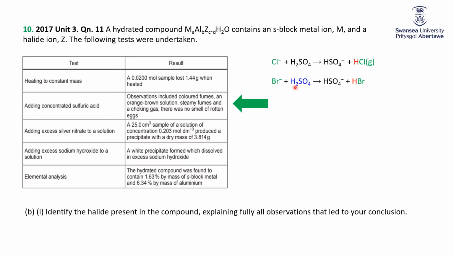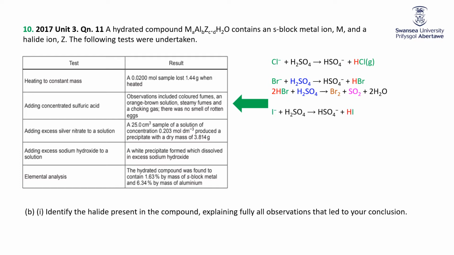If we have bromide in there with the sulfuric acid, we make HBr, that's the choking gas, but then the HBr reacts with more sulfuric acid to make bromine and this SO2, which is a nice colored fume and also a bit choking, and some water. Because sulfuric acid can oxidize bromide, it can't oxidize chloride.